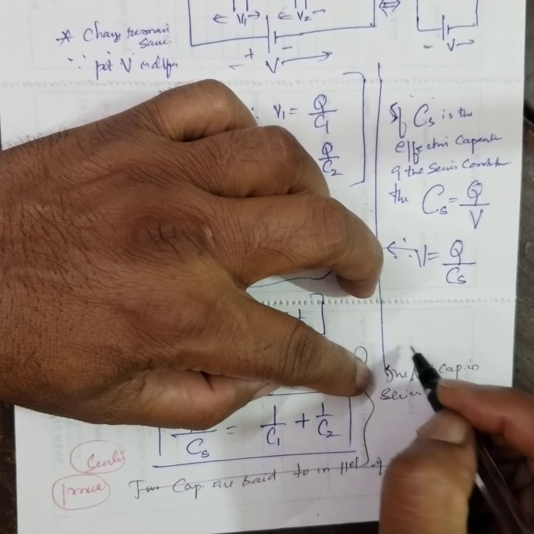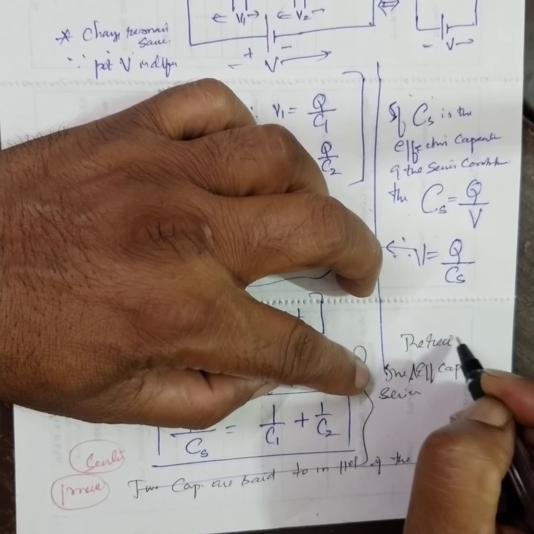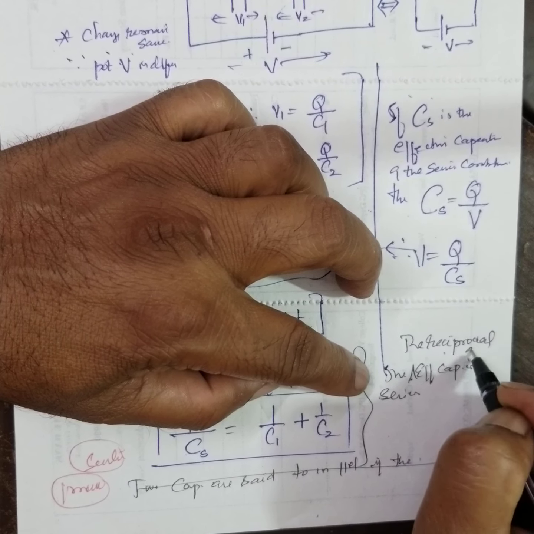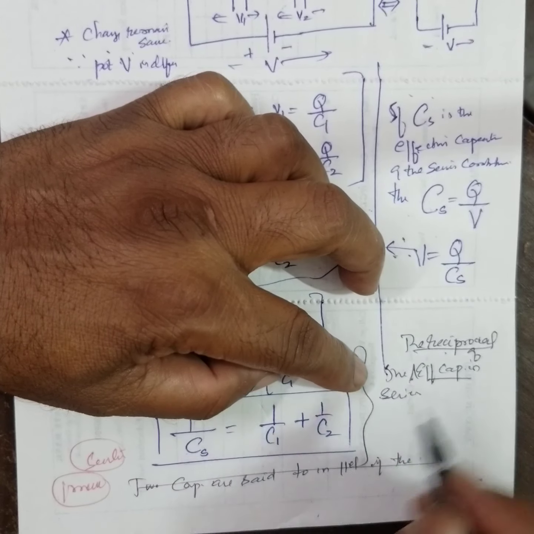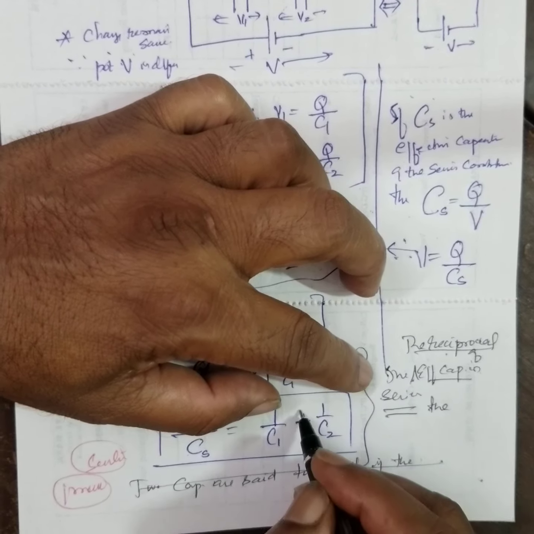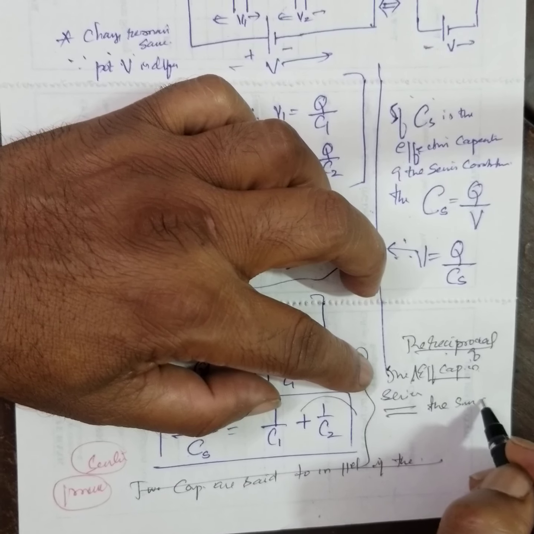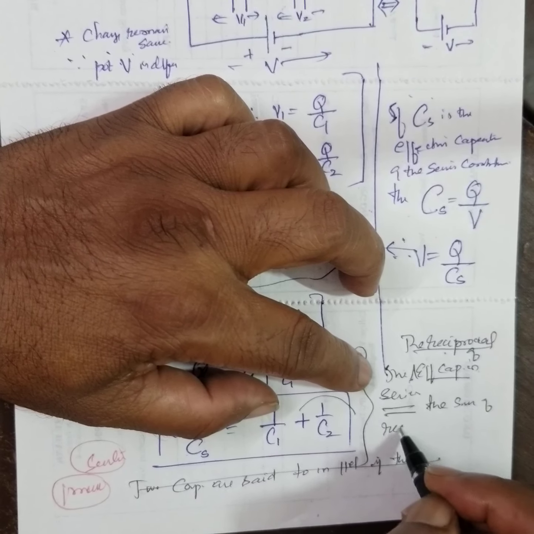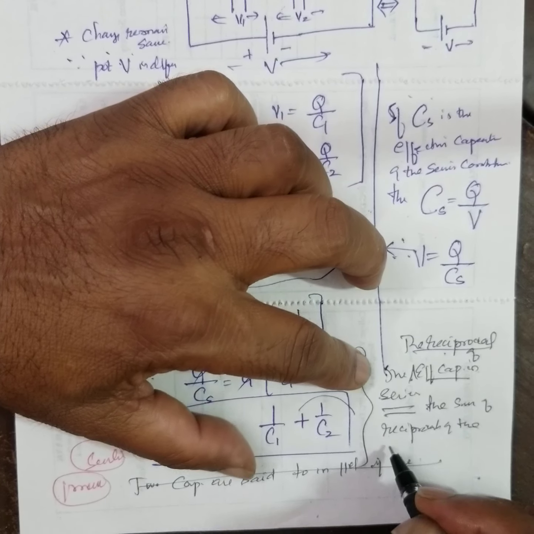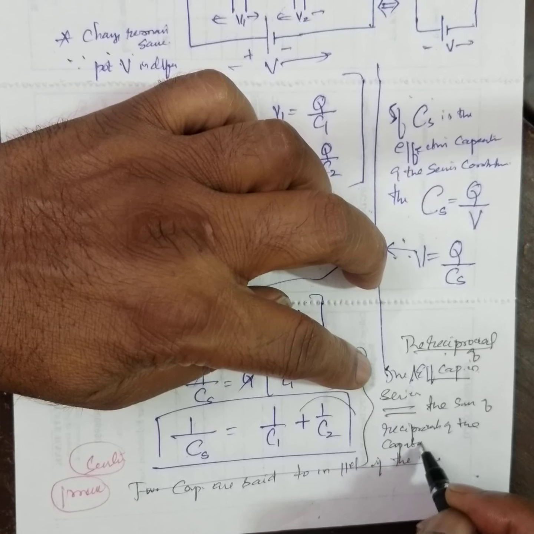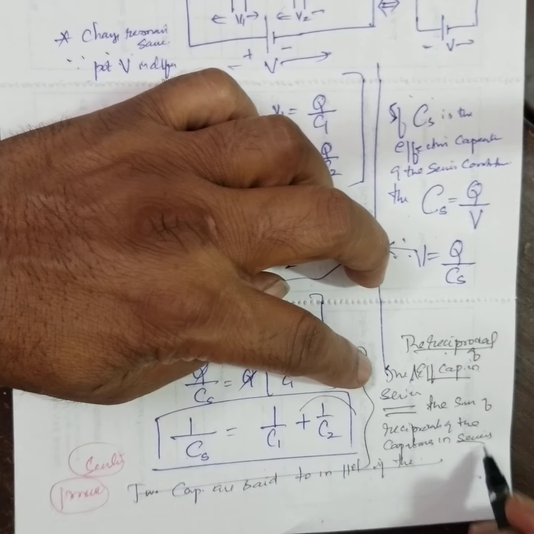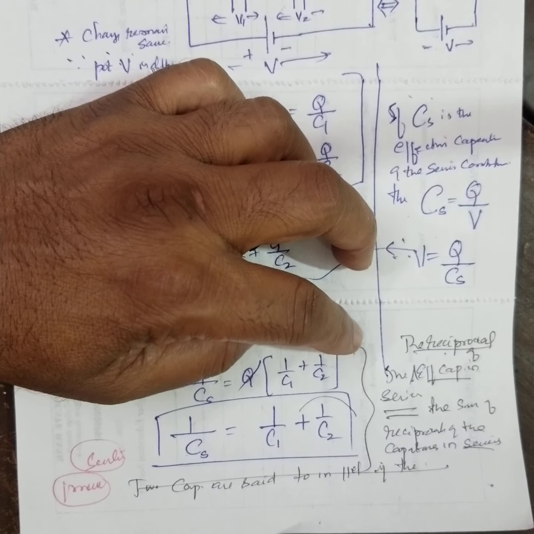This is the reciprocal of the reciprocal. 1 by the effective capacitance in series is equal to the sum of reciprocals of the capacitors in series. Right? Capacitors in series.